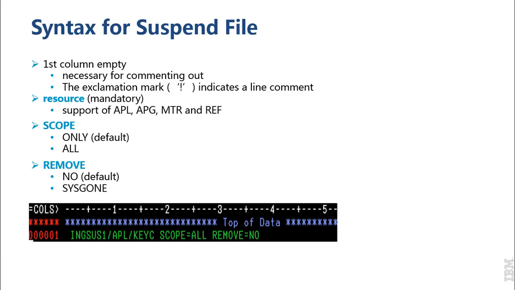The suspend file has no format restrictions, and the syntax is very simple. The first column is empty. It's where to put the exclamation mark for commenting out. The exclamation mark can also be used somewhere else in the line to indicate a comment. The mandatory resource parameter supports resources of type application, application group, monitor resource, and resource reference. The scope parameter specifies whether the suspend affects only the resource or both the resource and its descendants. It's set to ONLY by default. The remove parameter indicates the condition when the request is automatically removed. It's set to NO by default.